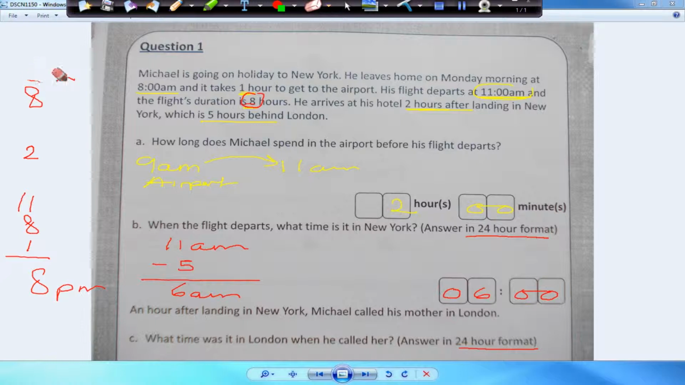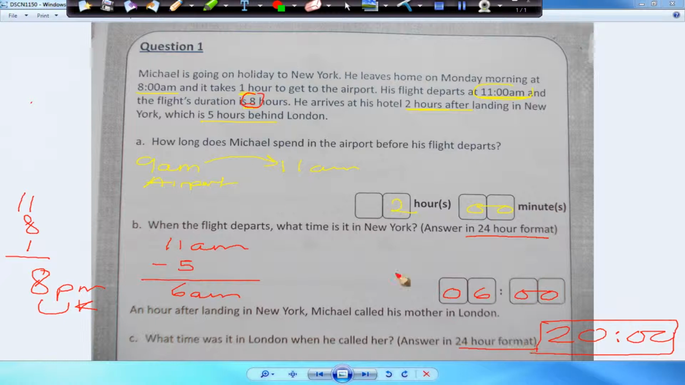8 p.m. is going to be UK time. Now we're going to change it. So 8 p.m., if you add 12 hours onto that, Huzaifa, what do we get? 20. So what hour time is it? 100 hours, they call it, or 20:00 time. That's the time in London that he rang his mother from America.